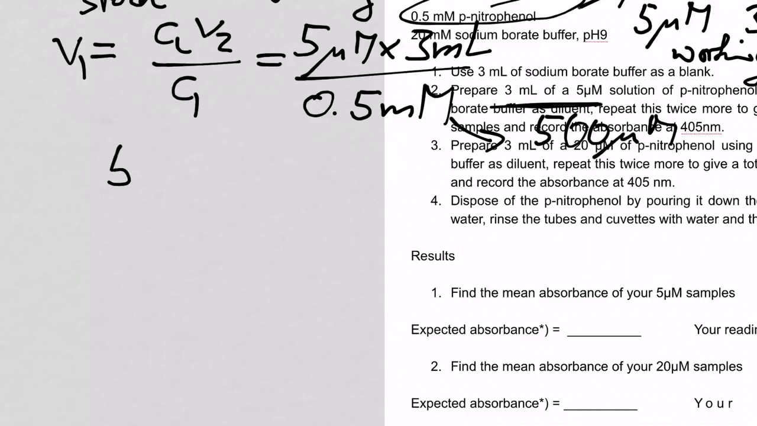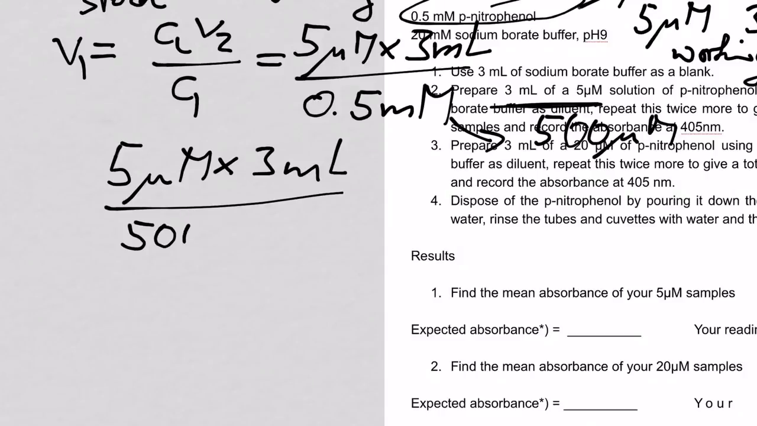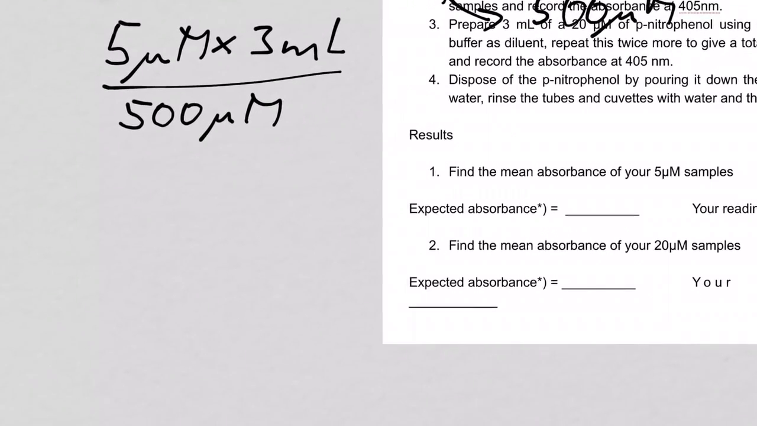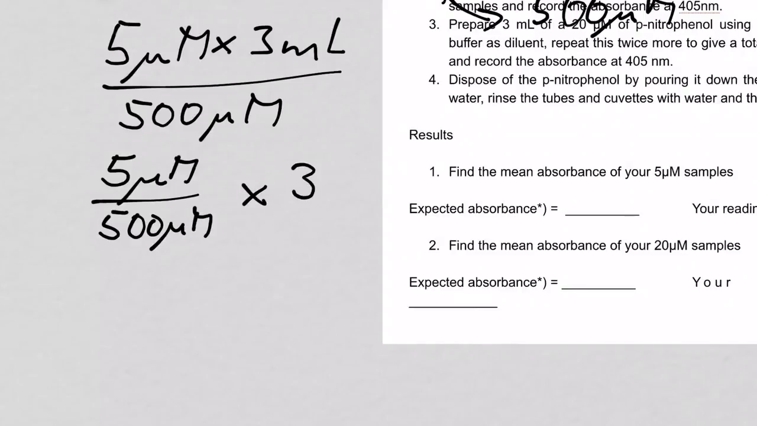We have 5 micromolar times 3 milliliter divided by 500 micromolar. Yeah? Now, I can also write this in a slightly different form. I can write this as 5 micromolar divided by 500 micromolar times 3 milliliter. It's exactly the same thing.